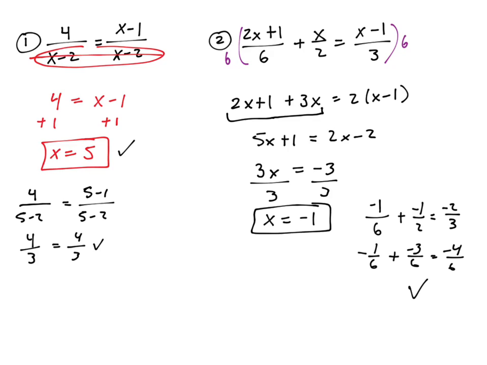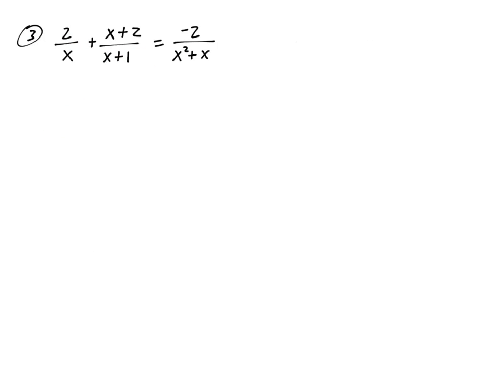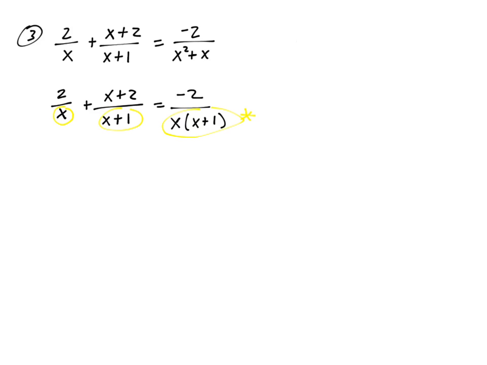All right, so let's look at another example. Here we've got 2 over x plus x plus 2 over x plus 1 equals negative 2 over x squared plus x. Let's just go ahead and rewrite this so we can get a better idea of what our least common denominator would look like. So 2 over x plus x plus 2 over x plus 1 equals negative 2, and we can factor the bottom into x times x plus 1. So now if we look here, we have x in the denominator, we've got x plus 1, and then we've got the combination of the two. This is our least common denominator.